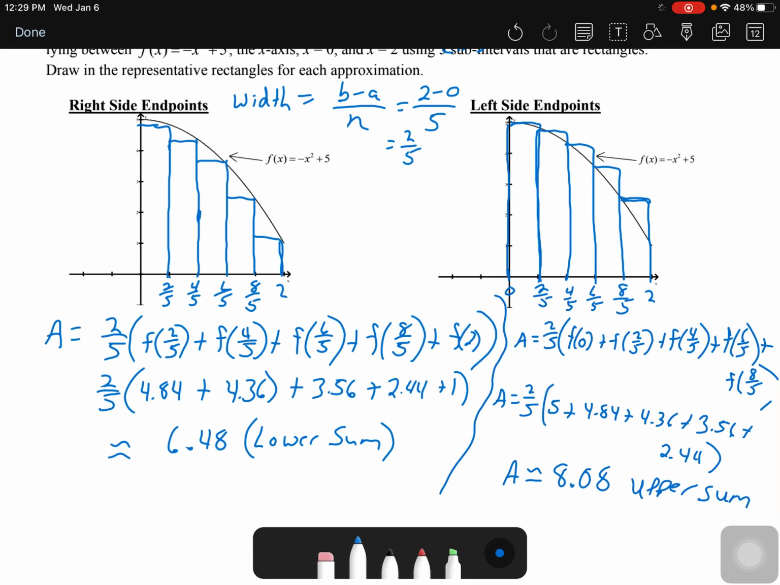Okay, so that's a good introduction to what we're asking you to do on a lot of these problems, which is finding an upper sum and a lower sum. And it doesn't always mean that right side is going to be a lower sum and that left side is going to be an upper sum. It just depends on if the function's decreasing or if it's increasing. If it was an increasing function, your right side would end up being an overestimate, and the left side would be an underestimate. But we'll take a look at that more in detail.